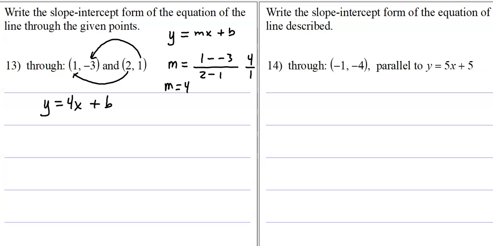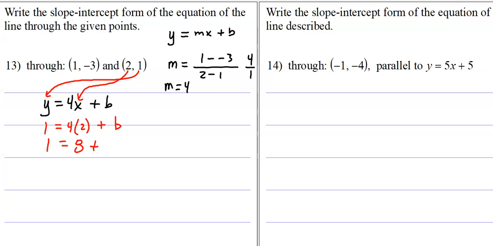I do the same thing I did on the last problem. I'm going to substitute in. I like positive numbers, so I'm going to bring this 1 right here, and this x right there. And I get 1 equals 4 times 2 plus b. 1 equals 8 plus b, minus 8, minus 8. And I get b equals negative 7.